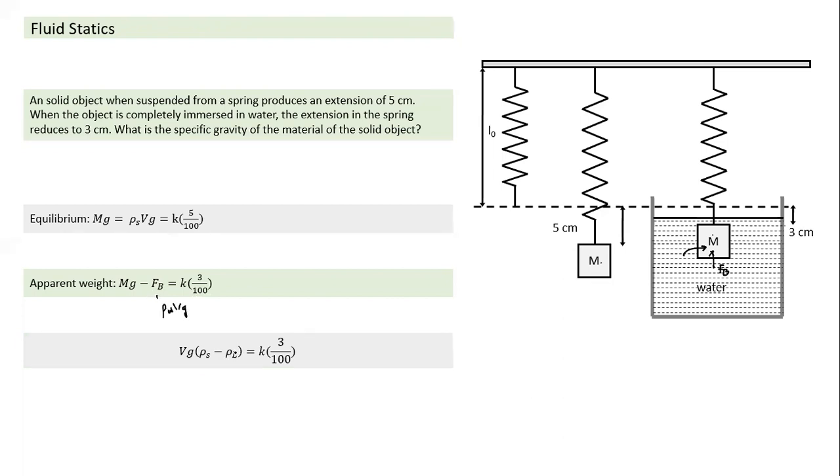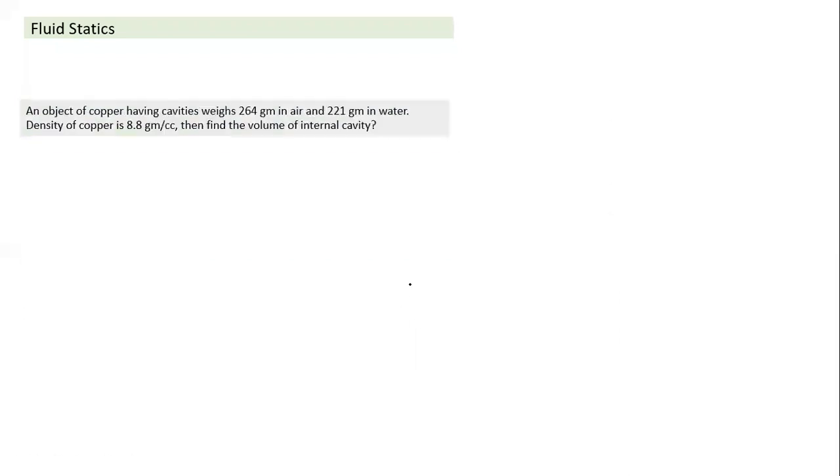If you write rho W Vg, it becomes rho, in the more general case rho liquid. This is the expression I get here. Once I have this expression, I take the ratio and I get the relative density. So once we understand how to form the equation, we can easily get this answer. You can do that. I'll move on to some more questions.